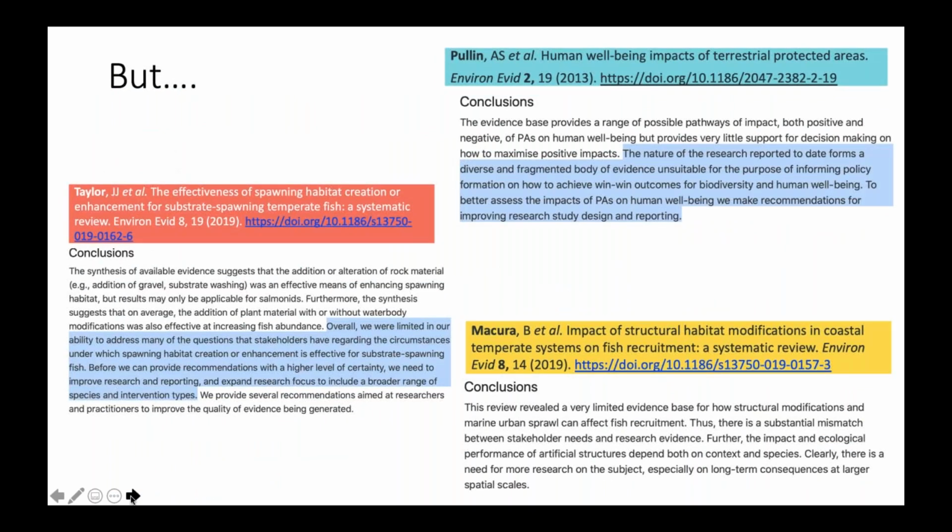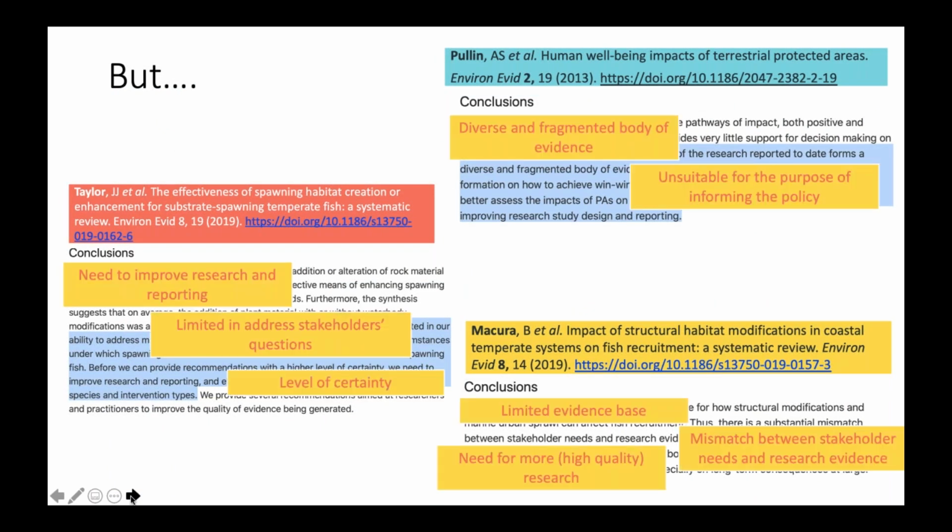However, often we come across, once we synthesize the evidence, that these systematic reviews have very ambiguous conclusions, because they often say that there is a diverse and fragmented body of evidence, that there is a limited evidence base, so the question of a review could not be answered. Often there are recommendations for improving research and improving reporting, etc.